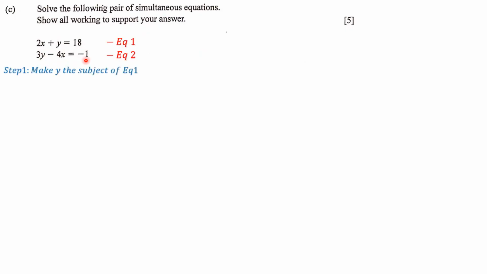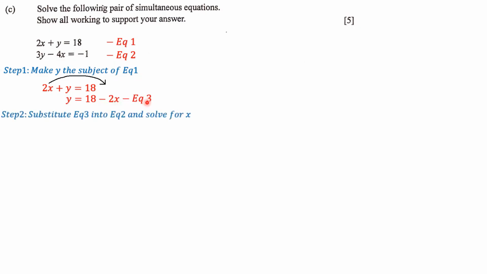Now, our first step is that we're going to make y the subject of equation 1. So here we have equation 1, and we're going to make y the subject, which means that we're going to send this 2x over the equal sign. And so we have that y is equal to 18 minus 2x. It was a positive here, but when we send it over the equal sign, it becomes a negative 2x, and we're going to call this equation 3.